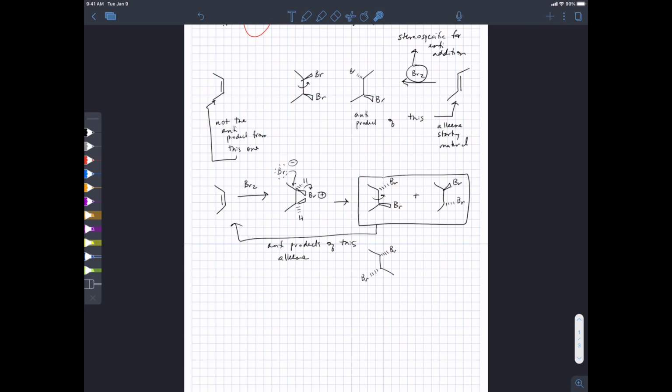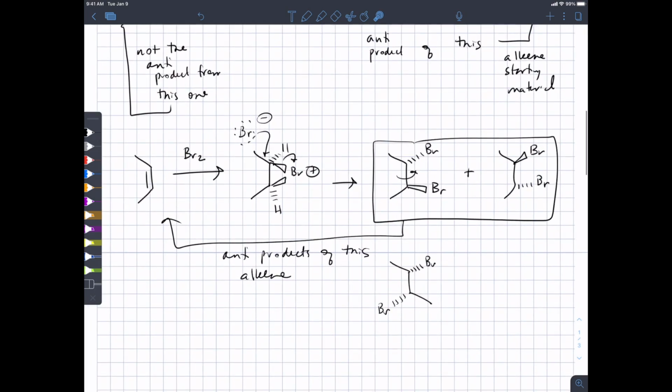the other Br comes from the backside. So bromination can only proceed via anti-addition, which tells you that right now we don't have a way to get from the cis alkene to this product. Bromination can only give you this product from the trans alkene. Similarly, we don't have a way to get to this product from the trans alkene, only from the cis alkene.